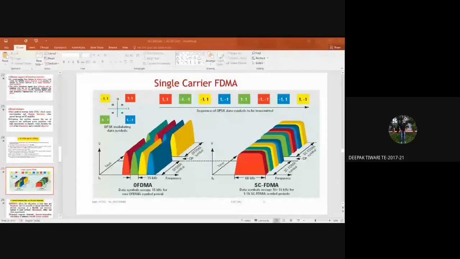Sir, in SC-FDMA, we are using a single frequency for most purposes, but in OFDMA, we are using multiple frequencies. Okay. Then what about Chandan? What is your understanding? Same, sir. I also observed the same.